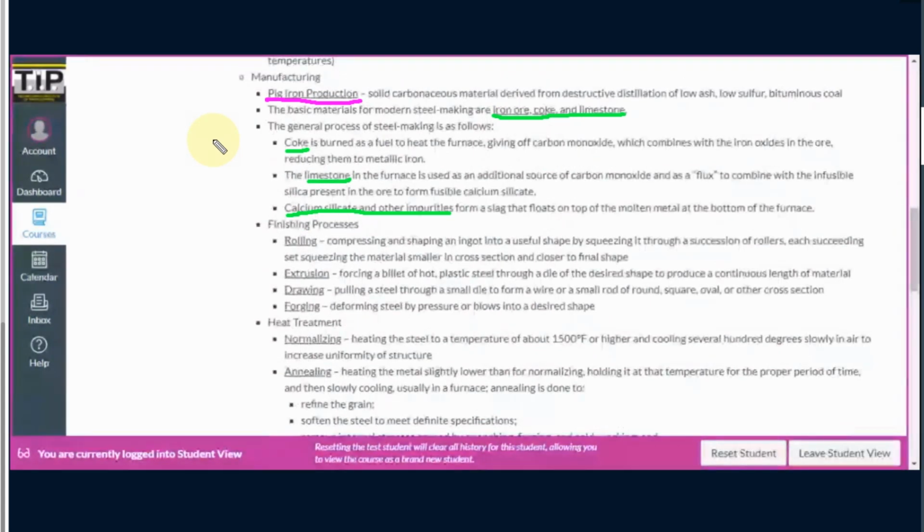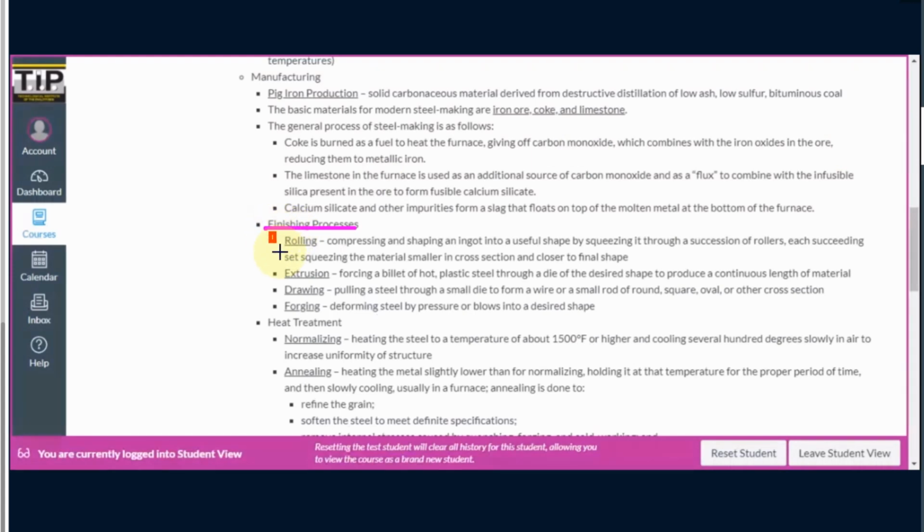So as you form the steel, after mixing the basic materials, you need to finish them. You need to mold them into a shape that you want. So what are the finishing processes that we usually do? So there are four. So we have rolling, extrusion, drawing, and forging. So for structural steel shapes, the most common finishing process is what we call rolling.